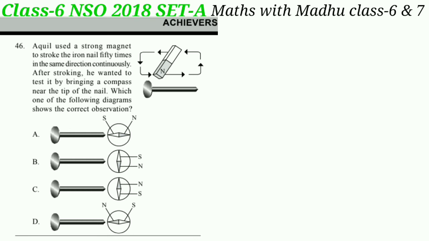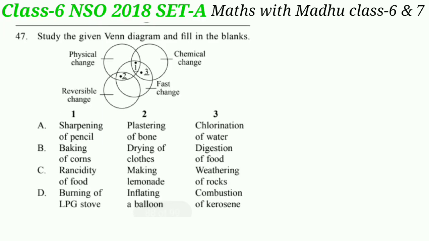Aquil used a strong magnet to stroke the iron nail 50 times in the same direction continuously. After stroking, he wanted to test it by bringing a compass near the tip of the nail. Which one of the following diagrams shows the correct observation? Look at the pictures carefully. Due to stroking, the leftmost part of the nail behaves as the north pole and the other as the south pole of a magnet. So the correct answer will be option D.